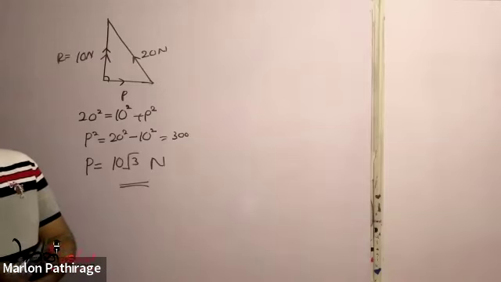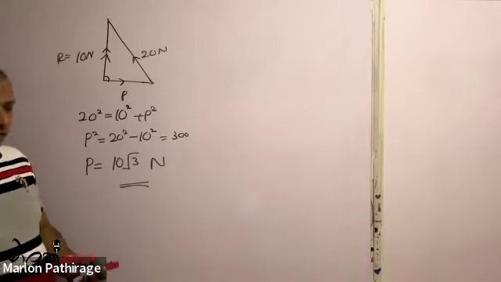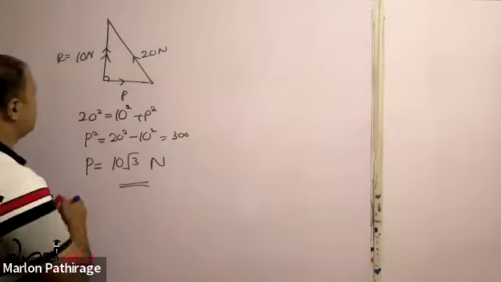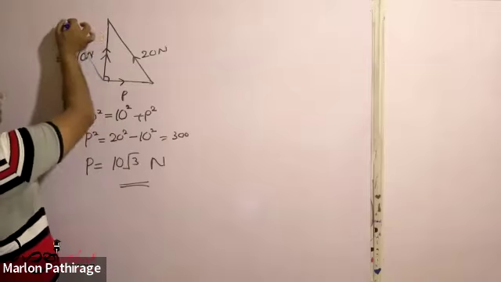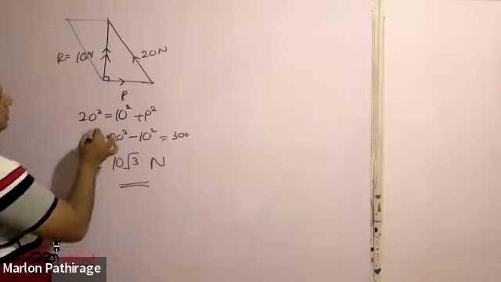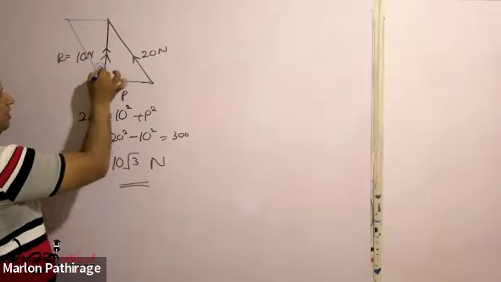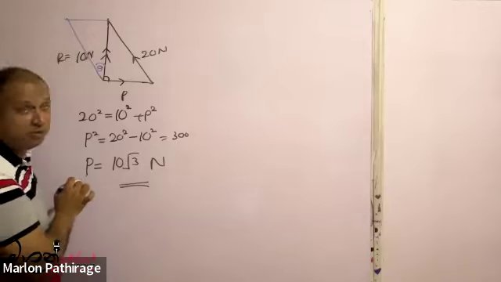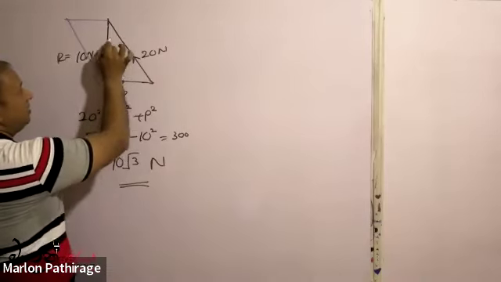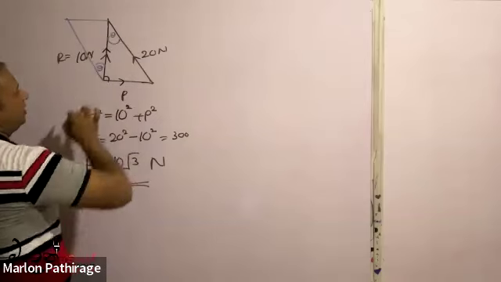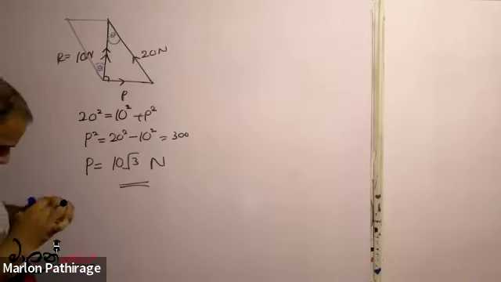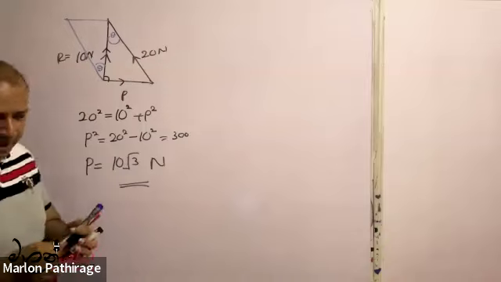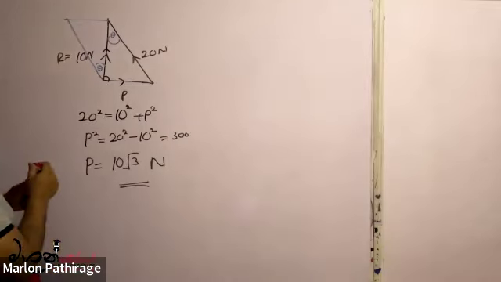The angle between two forces. To find the angle between two forces, you have to complete the parallelogram. Then this is the parallelogram. So this one is theta. If this one is theta, this one also theta. So you can write an expression for cos theta. Look at this one.